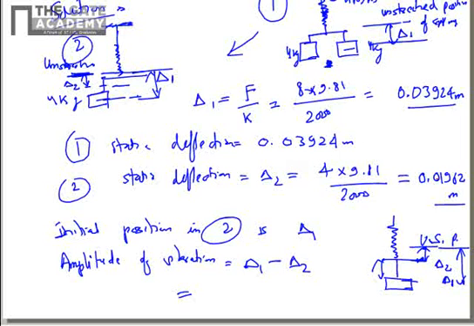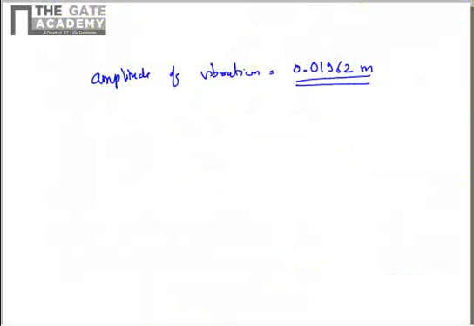That is equal to 0.03924 minus 0.01962, which comes to 0.01962 only, because this value is half. So this is the amplitude of vibration, and that's called A. This answers half of the first part of the question, where amplitude and vibration frequency were asked. For determining the frequency, you don't really have to worry about the initial condition.